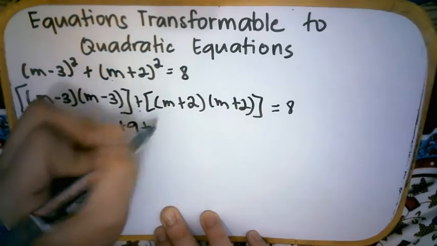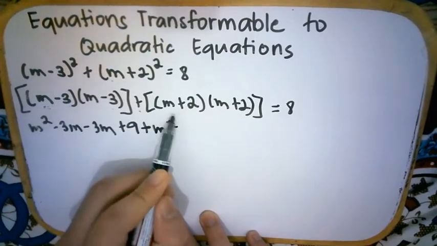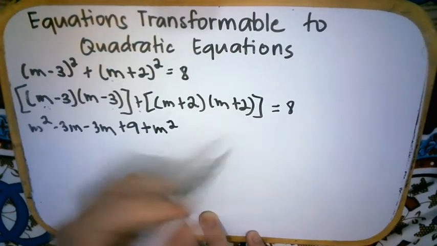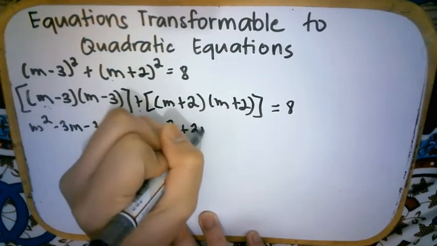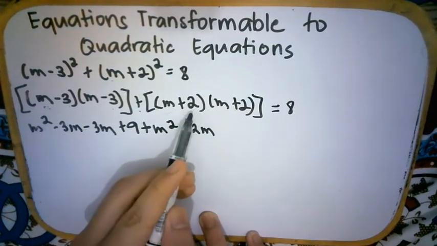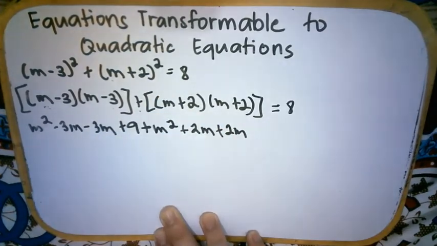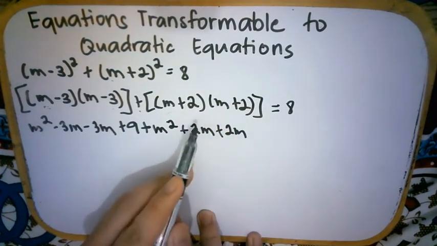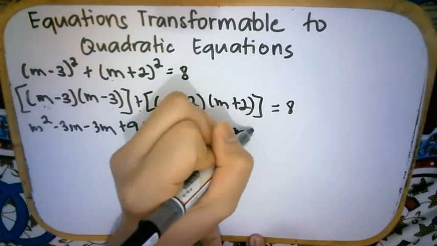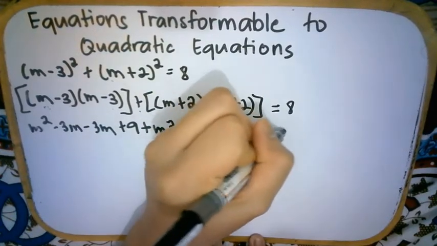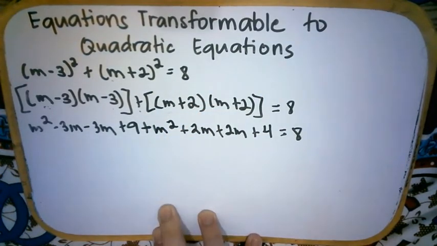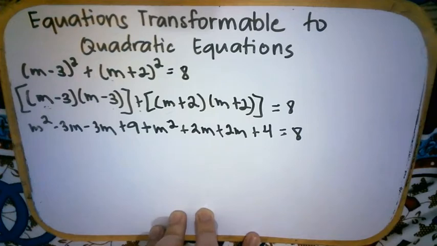M times m is m squared. Outer, m times 2 is equal to 2m. And then inner, 2 times m is equal to 2m. And then last terms, we have 2 times 2 is equal to 4. And then equals to 8. So medyo mahaba yung ating equation.